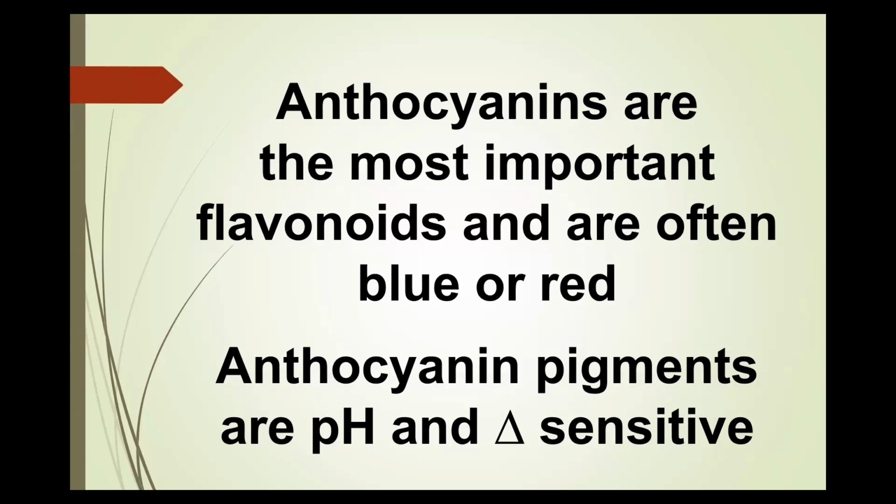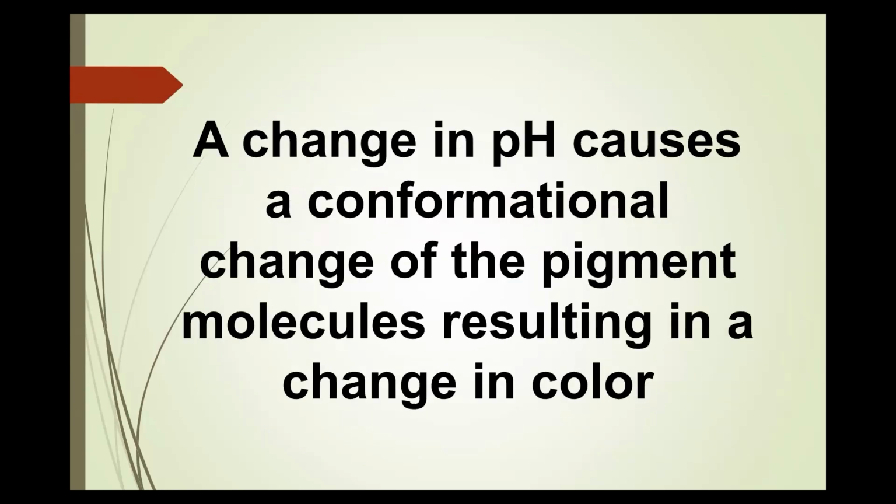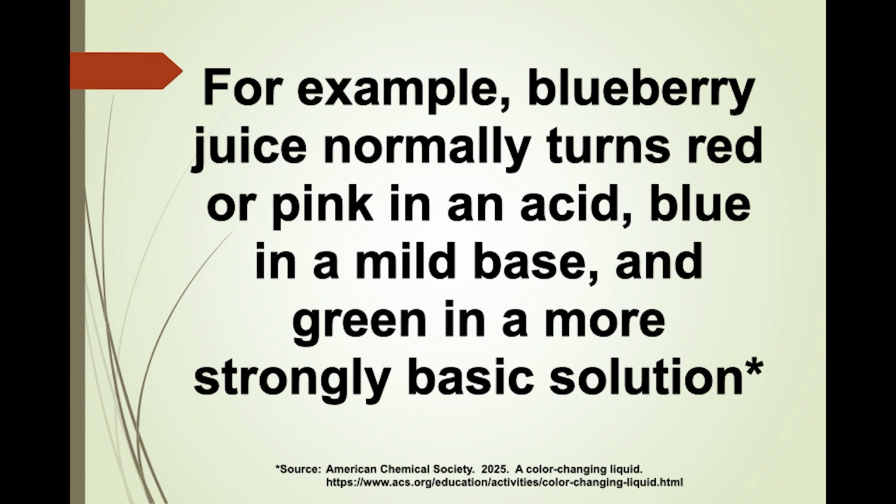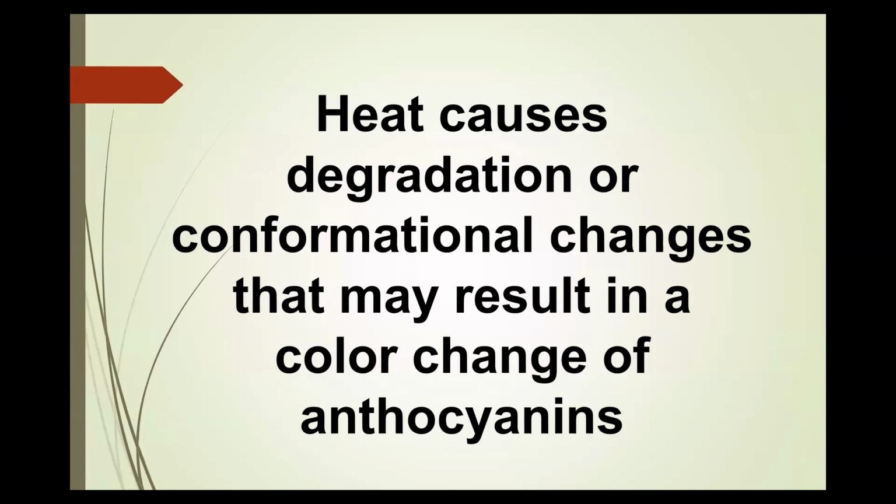Anthocyanin pigments are pH and heat sensitive. A change in pH causes a conformational change of the pigment molecules, resulting in a change in color. For example, blueberry juice normally turns red or pink in an acid, blue in a mild base, and green in a more strongly basic solution. Heat likewise causes degradation or conformational changes of the anthocyanins, which may lead to a change in color.